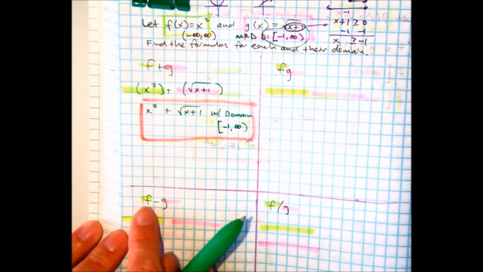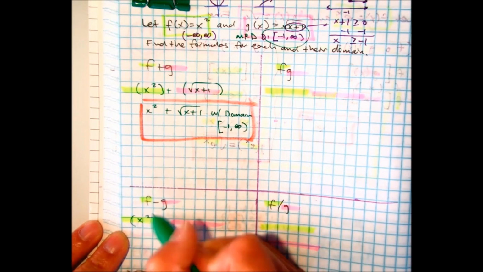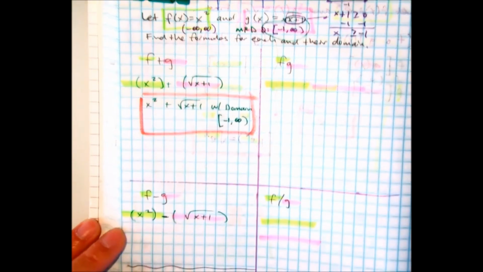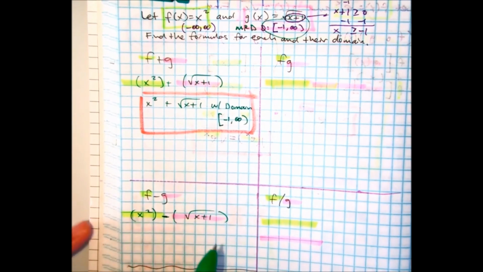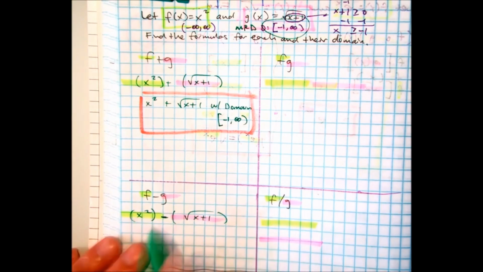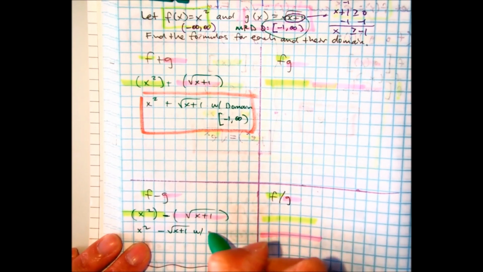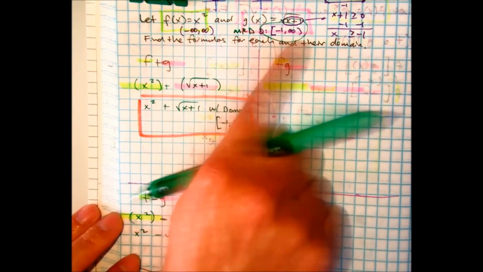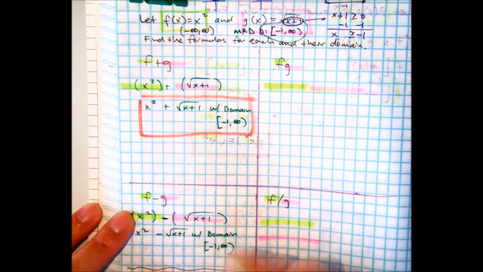F minus g. F is x squared, and then we're subtracting, so parentheses, and then g is square root of x plus 1. Now, you're not going to do anything crazy like trying to subtract this x from inside. They're not the same. So they're not like terms. So it's basically the same. X squared minus square root of x plus 1 is our answer. And what is the most restrictive domain? Which one, Klaus? Which one has a stricter parent? Bracket negative 1 to infinity. And that's our answer.